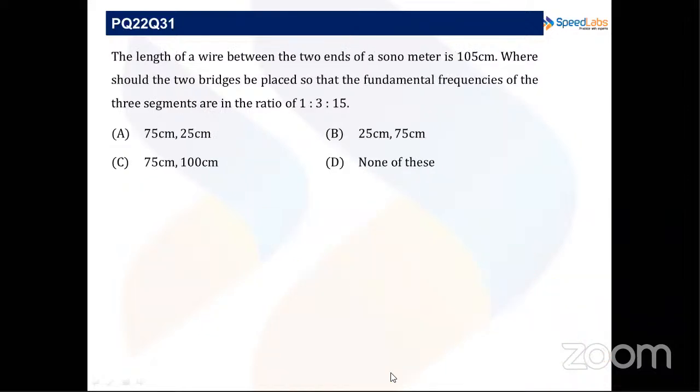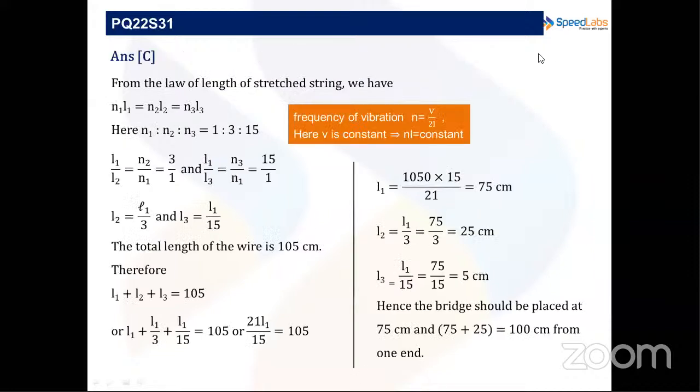This is the string. I am placing my bridges over here and here. Let's say these are L1, L2 and L3. Now this is the same string, right? So from the law of length, we can say N1 L1 is equal to N2 L2 is equal to N3 L3. So here the frequencies were given, right?